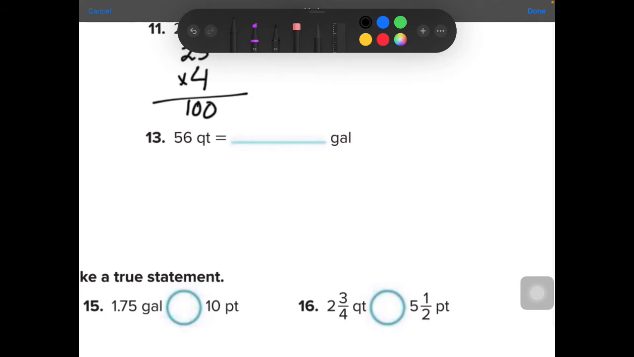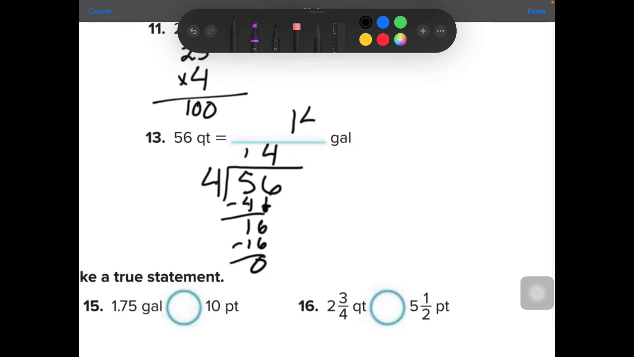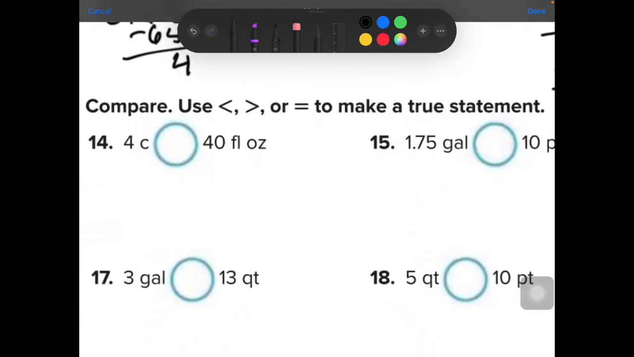Number 13, we have 56 quarts equals so many gallons. Well, there are 4 quarts for each gallon, so we're going to take 4 into 56. 4 will go into 5 once. 1 times 4 is 4. 5 minus 4 is 1. Bring down the 6. 4 will go into 16 4 times. Oh, I love it when it works out beautifully like that. So 56 quarts equals 14 gallons.